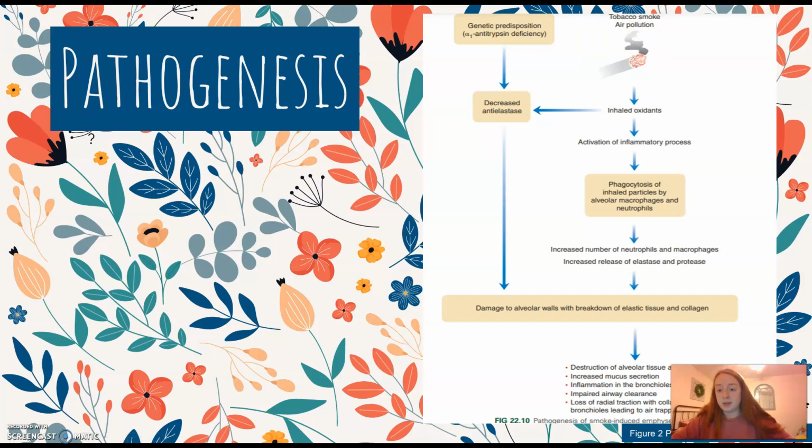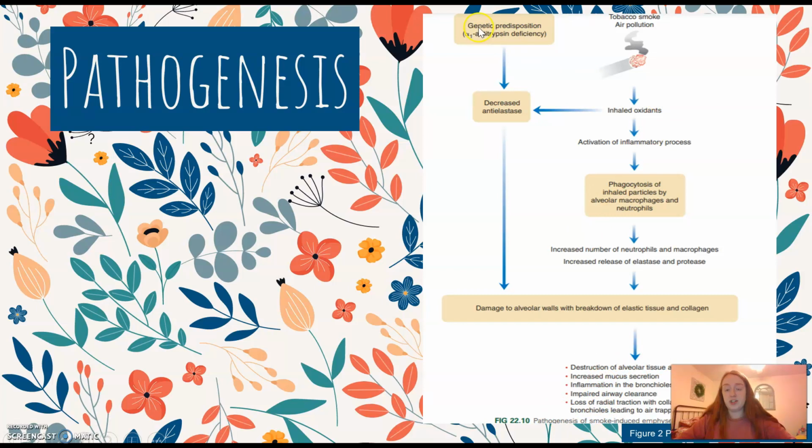When we have an inhaled substance such as tobacco smoke or air pollution, our body automatically activates the inflammatory process, and this begins phagocytosis, and we end up with a lot of macrophages and neutrophils, as you see here. This increases the release of elastase and protease, and when they're released, they begin the process of damaging the alveolar walls that we just saw on the previous slide. Basically this is what breaks down the tissue and collagen that make up those walls. And here at the bottom, this is what we're going to see anatomically once this process begins.